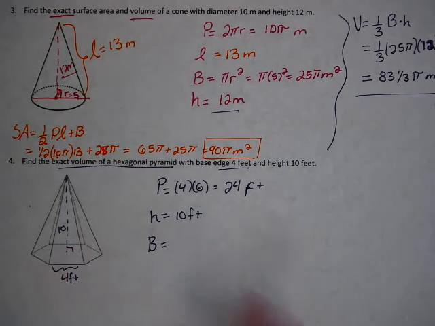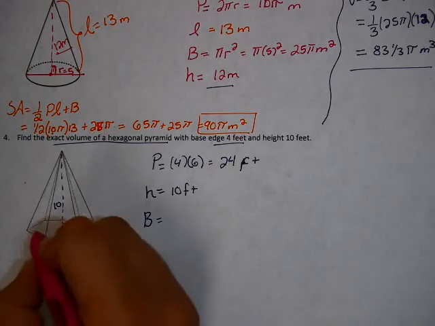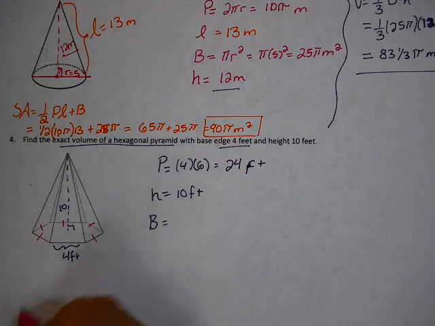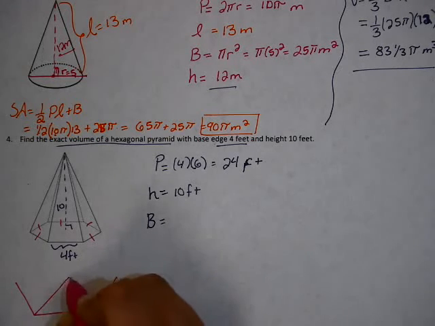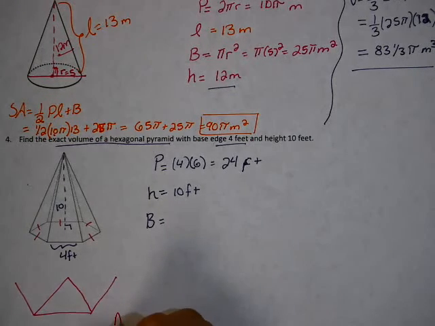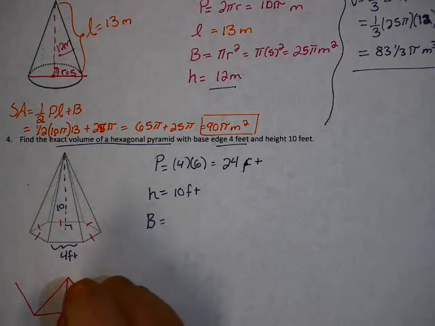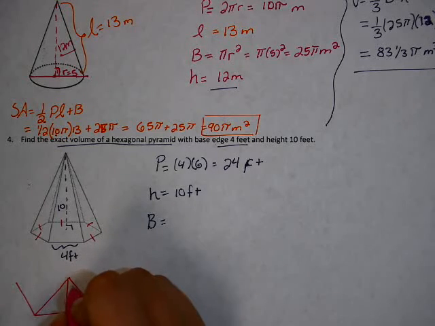So the base is a hexagon, and since each side is 4, it's a regular hexagon. So we have to use our 1/2 the apothem times perimeter to find the area of this base. Okay. The nice thing is that it's a hexagon, so if I take 360 divided by 6, I know that this angle is 60 and half of 60 is 30.